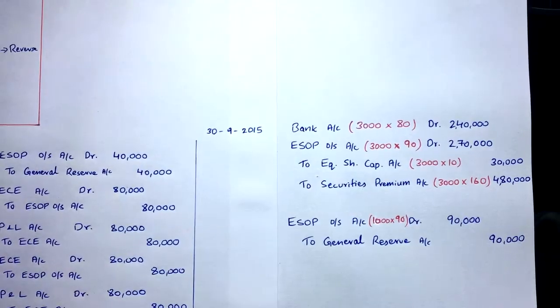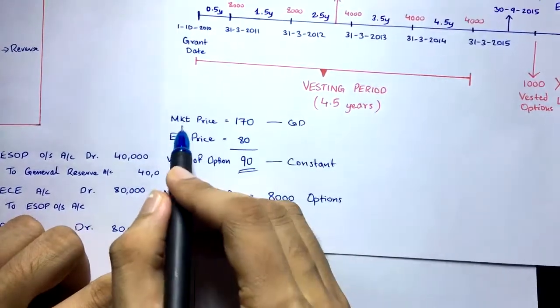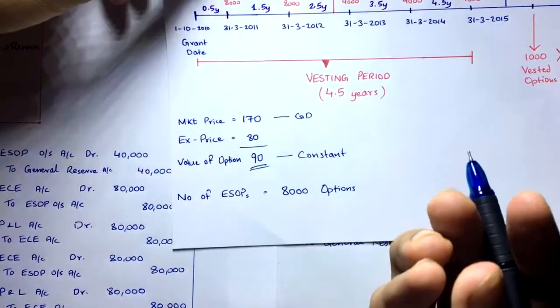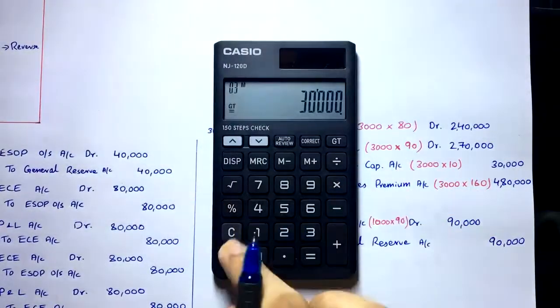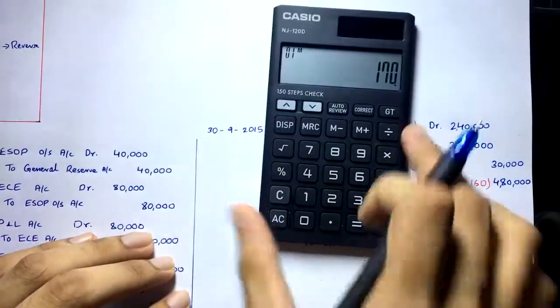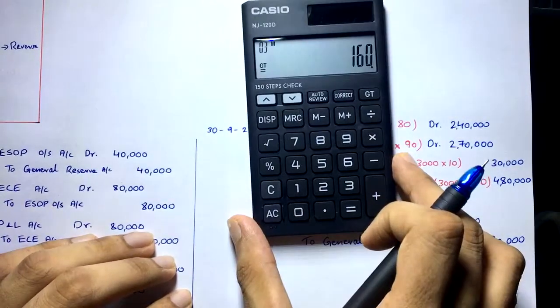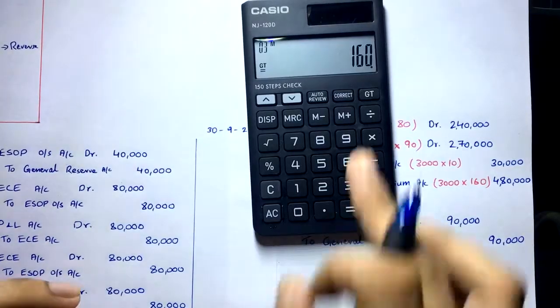Now what was the value of the share? Not the value of option, I'm talking about value of share, market price. Value of share is 170. So if 170 is the value of the share and the nominal value is 10, then whatever is extra, 160, is the value of share 170 minus the nominal value, the face value. The remaining is what? Securities premium. Any amount over the face value will go to securities premium, that's the 160.